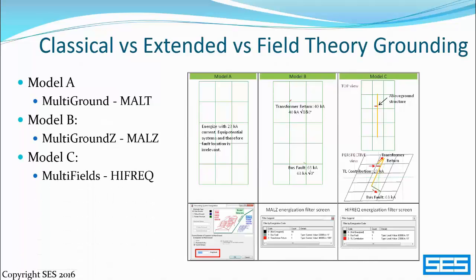Model C represents the MultiFields or electromagnetic field theory model using the HIFREQ module. In this case, we inject 23 kiloamps from the outside of the grid above ground and specify that a total of 63 kiloamps is injected from the bus. Again, the net earth current will be 23 kiloamps, but this time the program will determine the circulating current and take into account the induction caused by the longitudinal current flow in the bus bar above ground.